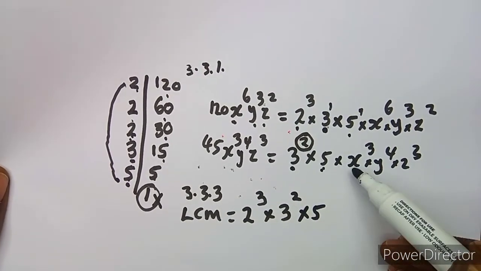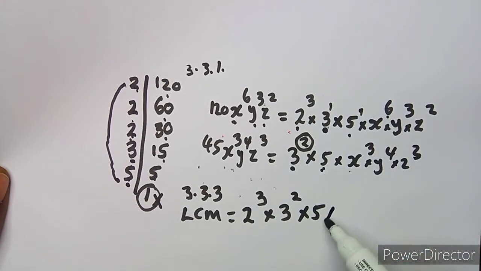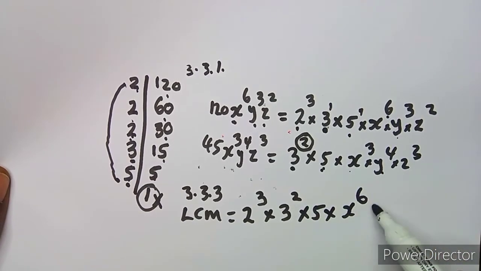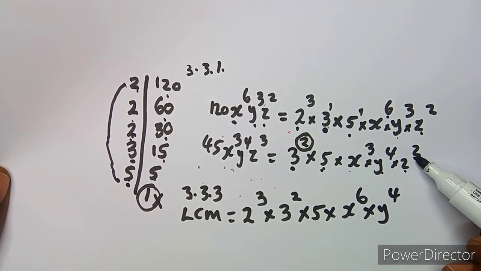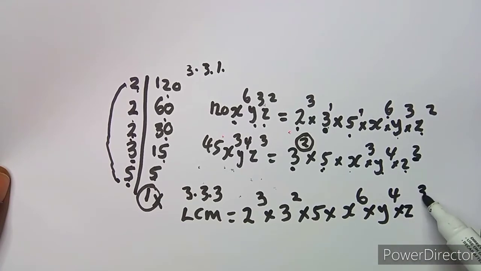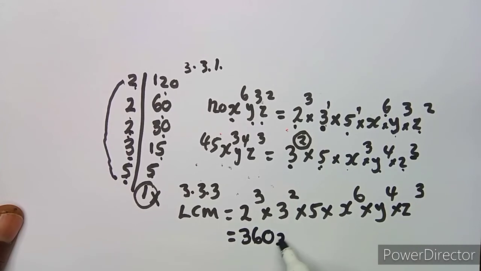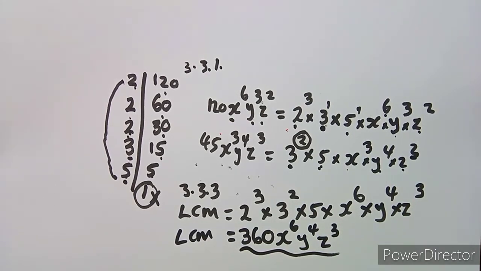All right, x here and x here, the one with the highest exponent, it's x to the exponent of 6. Y here and y here, the one with the highest exponent, it's y to the exponent of 4. We've got z here and z, the one with the highest exponent, it's z to the exponent of 3. So LCM, remember guys, you take the one with the highest exponent. Okay, so if you multiply these numbers, you're going to obtain 360 x to the exponent of 6, y to the exponent of 4, z to the exponent of 3. So actually that's your LCM.